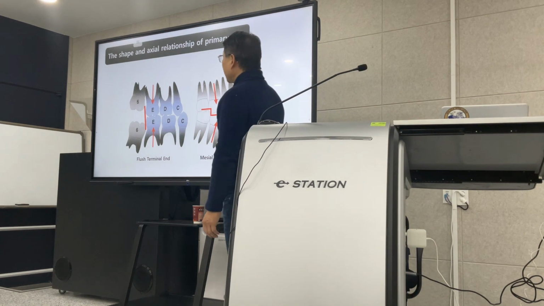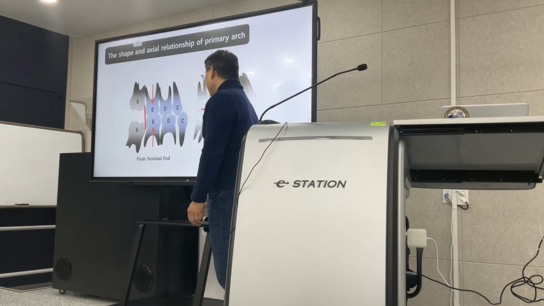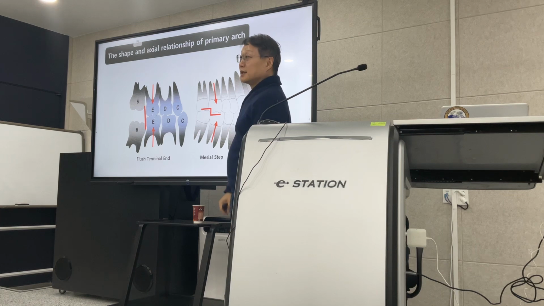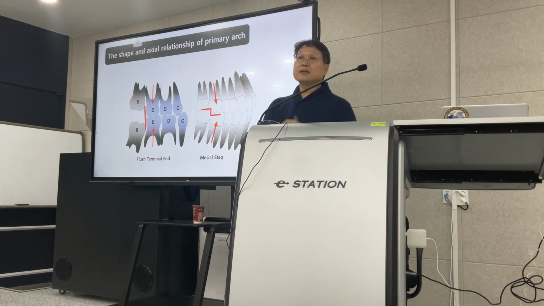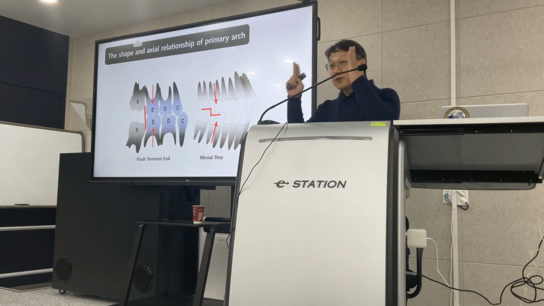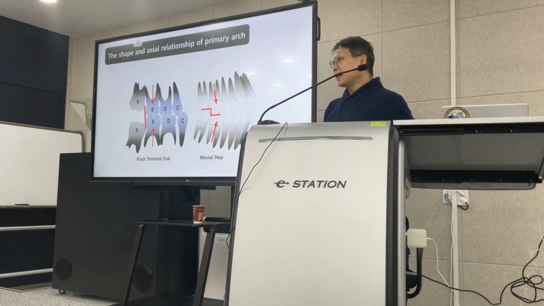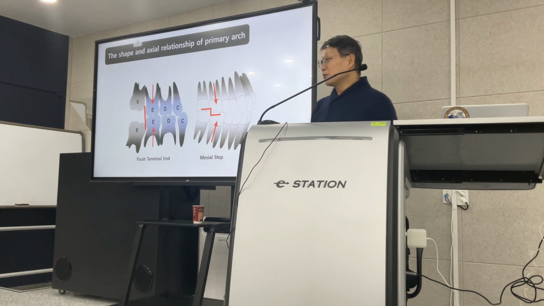This is the concept from flush terminal end to mesial step. That's why the relationship of eruption is like that. And also, leeway space is different. Upper is just 0.9, lower is almost 1.7.